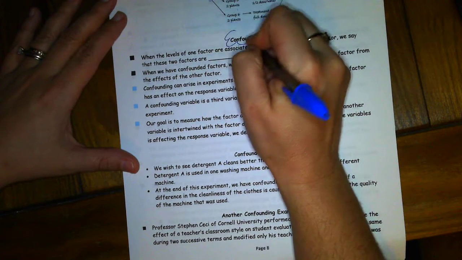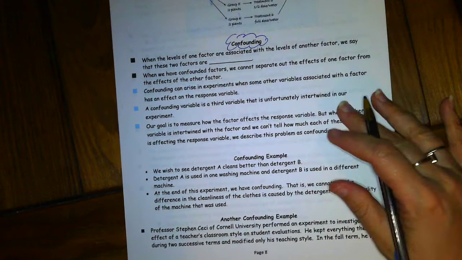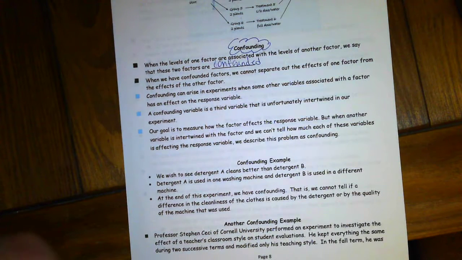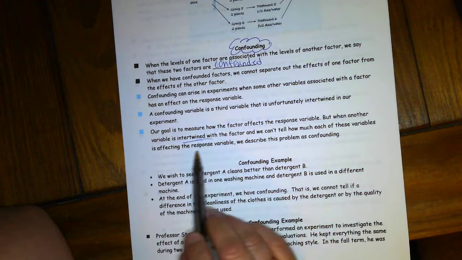Confounding, this is a new word, confounding variables. When the levels of one factor are associated with the levels of another factor, we say that those two factors are confounded. When we have confounding factors, we cannot separate out the effects of one factor from the effects of the other. Confounding can arise in experiments when some other variable associated with a factor has an effect on the response. A confounding variable is a third variable that is unfortunately intertwined in our experiment. Our goal is to measure how the factor affects the response, but when another variable is intertwined, we can't tell how much of these variables affect the response. We describe this problem as confounding.